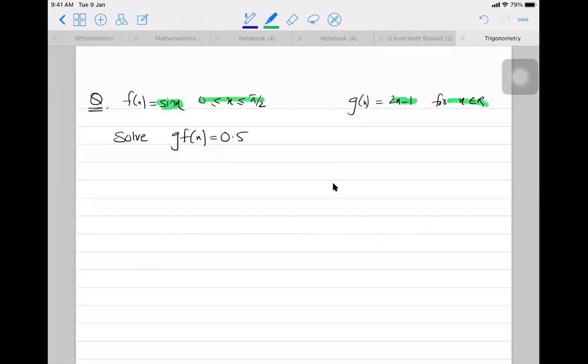Now, do you guys remember g f of x means a composite function in which f of x is inserted in function g. So if I write down function g first, g f of x is a composite function, which means in function g, I'll have to insert function f. Is this clear till here?